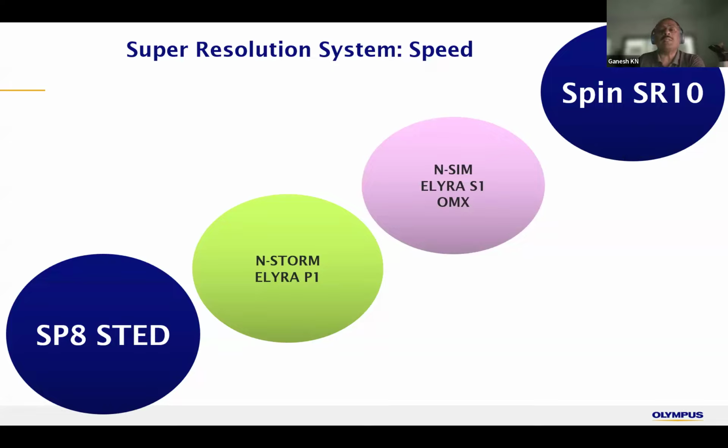So the spinning disk super resolution has become a gold standard for live cell super resolution imaging compared to any of the existing super resolution microscopes, which have their own limitations for live cell super resolution.